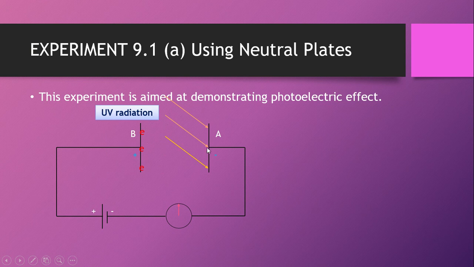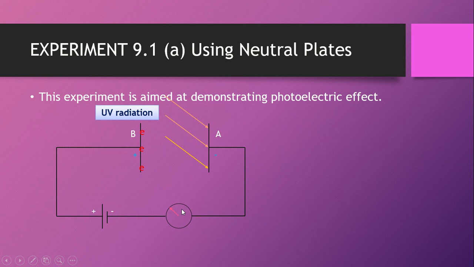And the moment these electrons will flow towards B, there's something that shall be noted at this galvanometer. The galvanometer shall be able to move, or, what can I say, there shall be a deflection on the galvanometer. It shall be able to deflect.